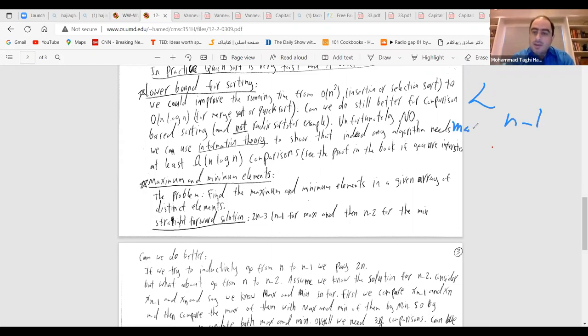Why? Because you can just compare the elements one by one. From each comparison, one of these elements will be removed, and there are n minus one elements that should be removed. Now, what about finding both maximum and minimum? Once we find the maximum, we don't consider it again. So we have n minus one comparisons for the maximum, and then n minus two extra comparisons for the minimum.